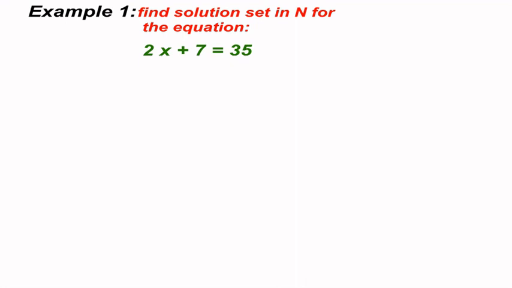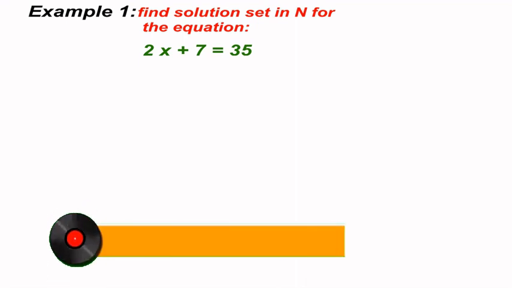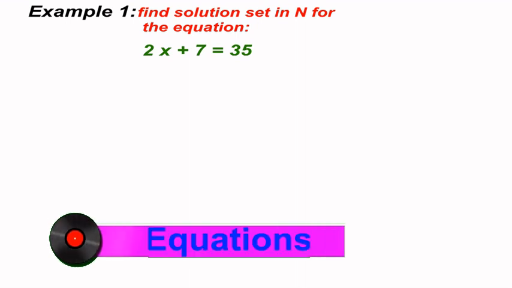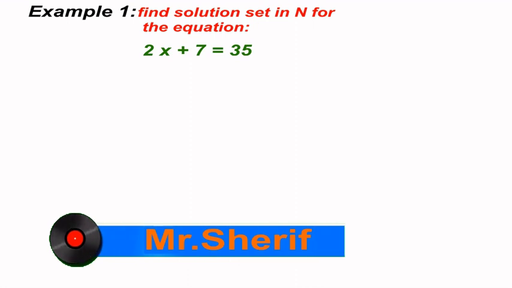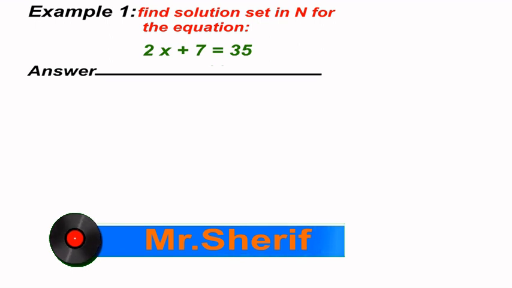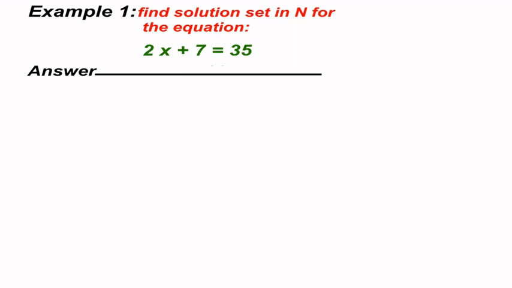Example 1. Find the solution set in N for the equation 2x plus 7 equals 35. The equation has two sides, left hand side and right hand side, and between them there is an equal sign. Solving the equation means to find the value of x. In our equation, x is a natural number. Remember that the natural numbers are 0, 1, 2, 3 and so on. So x must be one of the natural numbers.